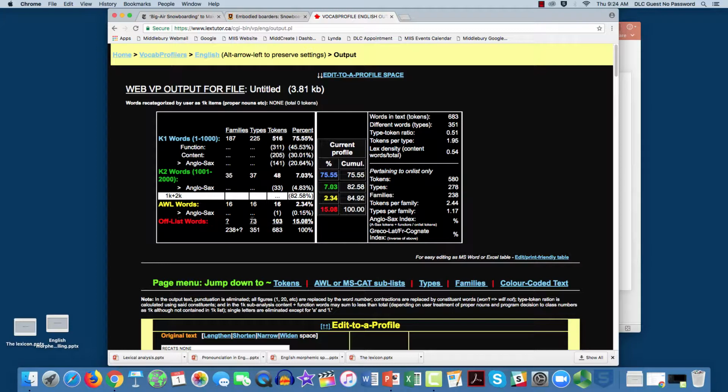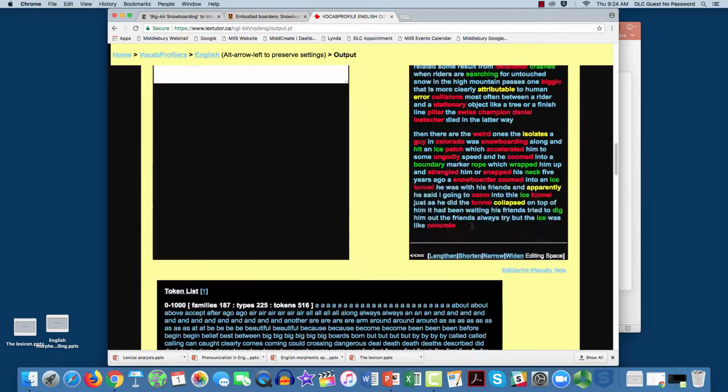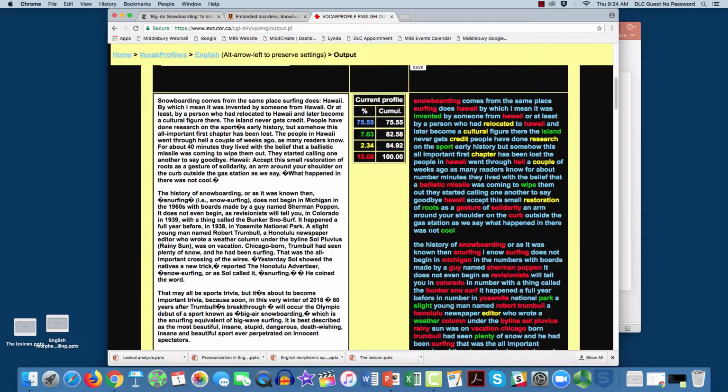And then these red words, off-list words, are going to be specialized words, words that pertain to a particular field, or words that are even less frequent than K1 and K2. They would be in the K3, from 2001 to 3000, K4, 3001 to 4000, those less frequently used lists. And it's actually kind of interesting. What this does is it has the original text here, and it color codes the text based on this.